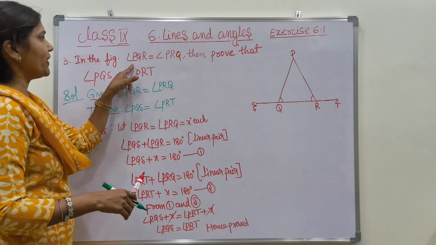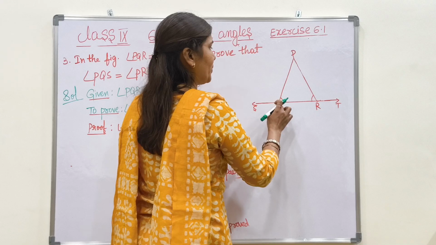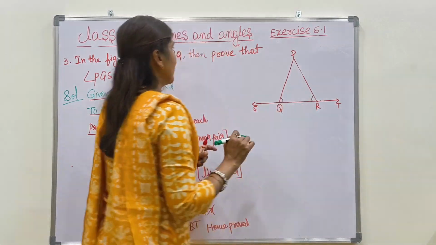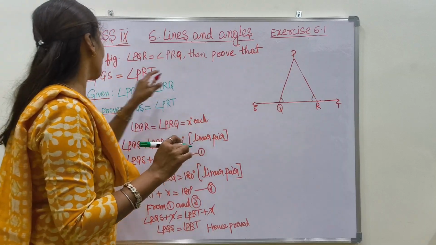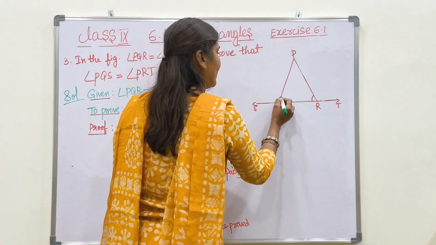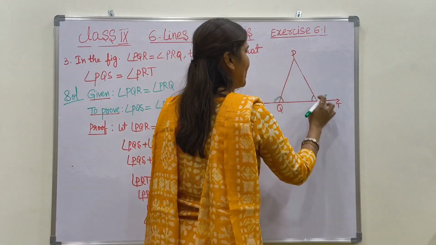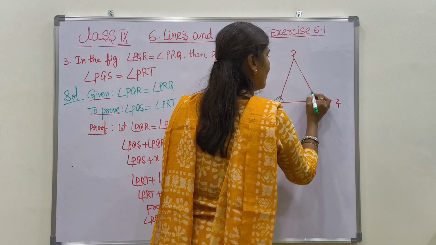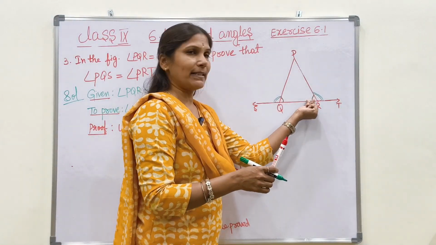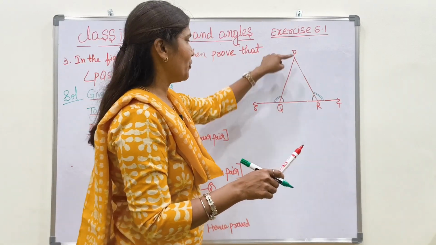Third question. In the figure, angle PQR is equal to angle PRQ. So, both are equal. Then we have to prove that PQS, double line I will take, this angle is equal to PRT. This angle we will prove. So, what is there? Nothing special in this question. This angle equals this angle, given in the question. Now we have to prove this angle equals this angle.